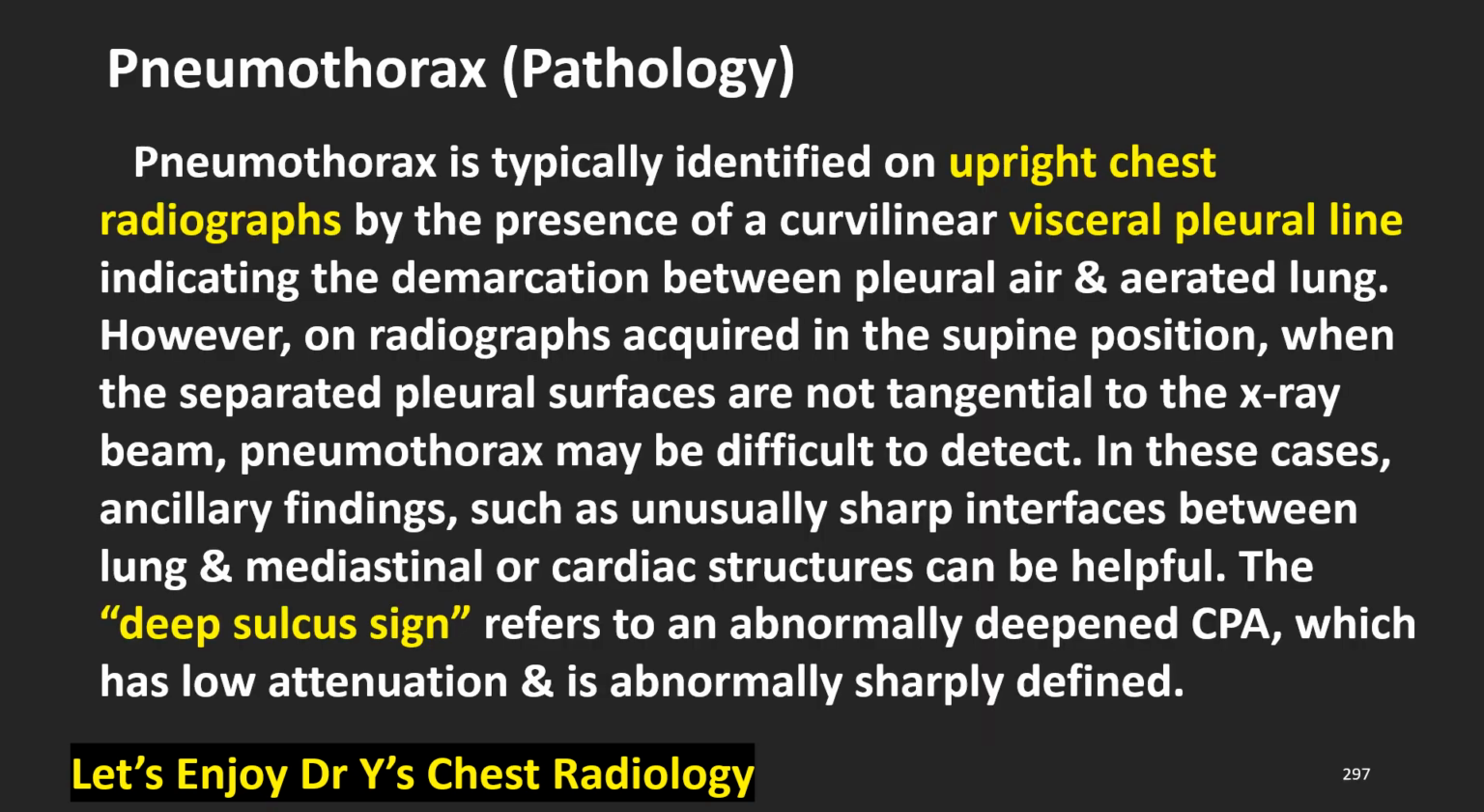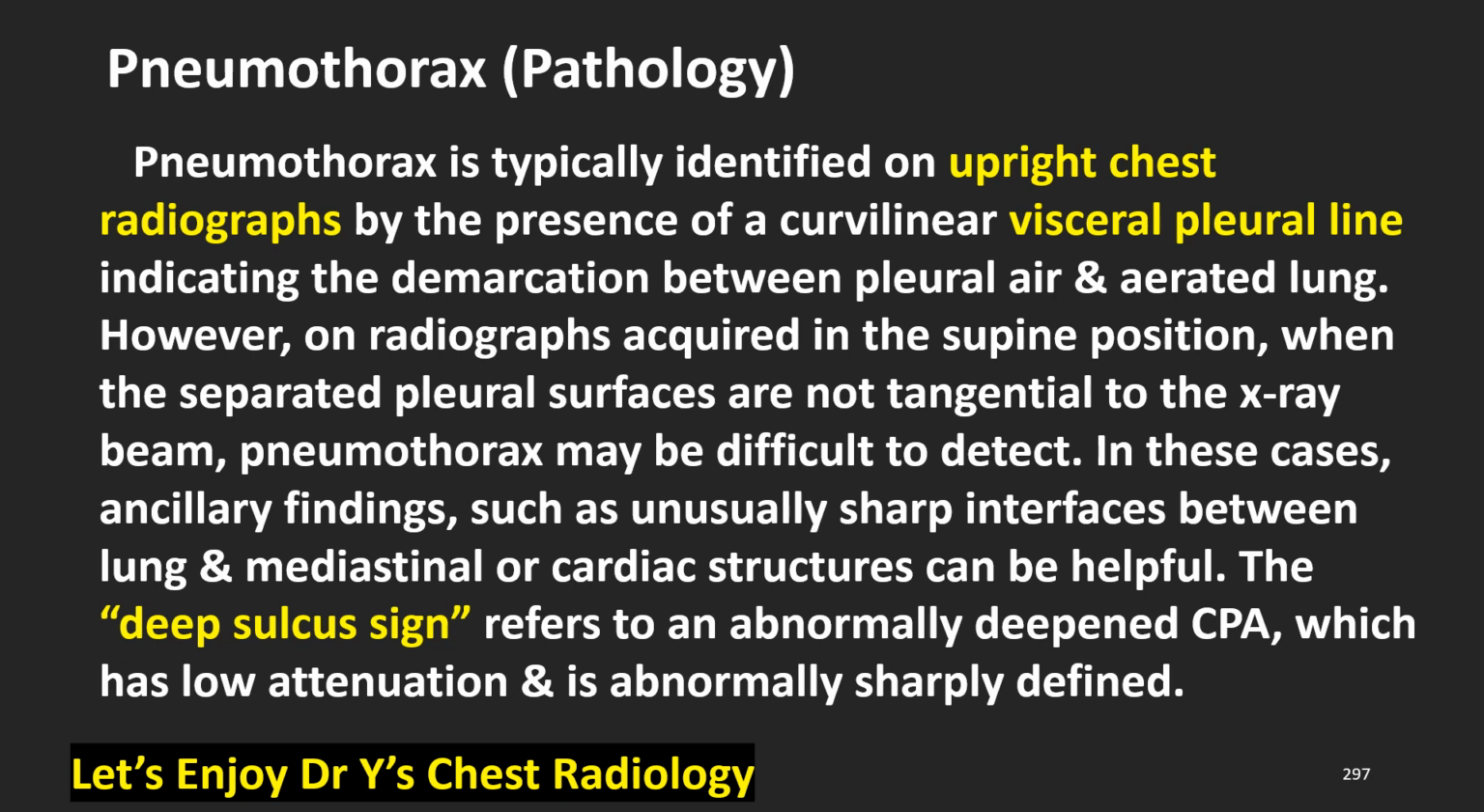Pneumothorax pathology. Pneumothorax is typically identified on upright chest radiographs by the presence of a curvilinear visceral pleural line, indicating the demarcation between pleural air and aerated lung. However, on radiographs acquired in the supine position, when the separated pleural surfaces are not tangential to the X-ray beam, pneumothorax may be difficult to detect.